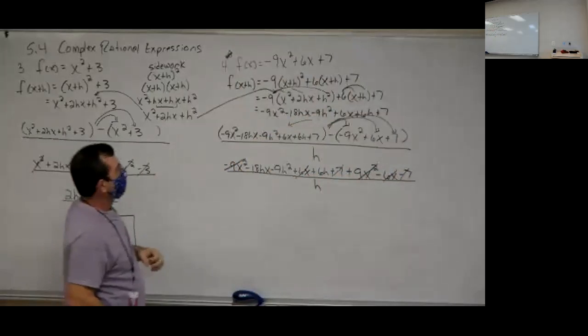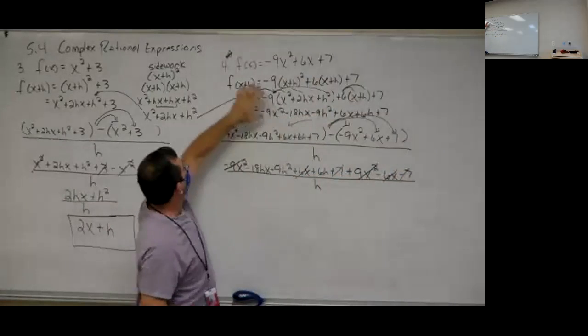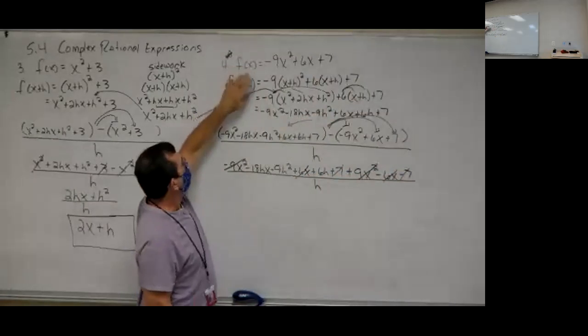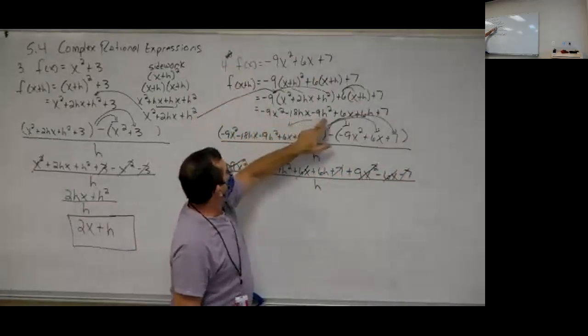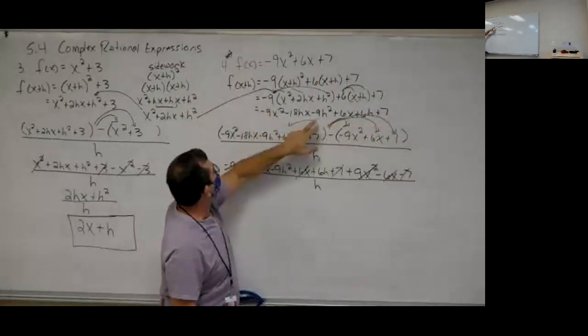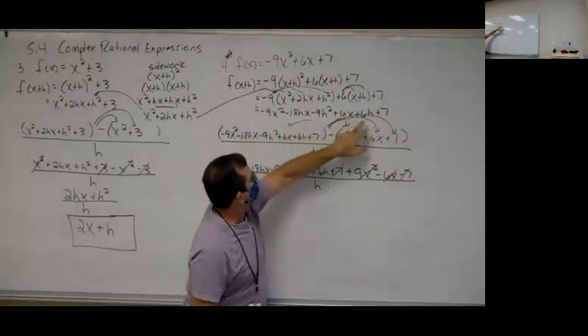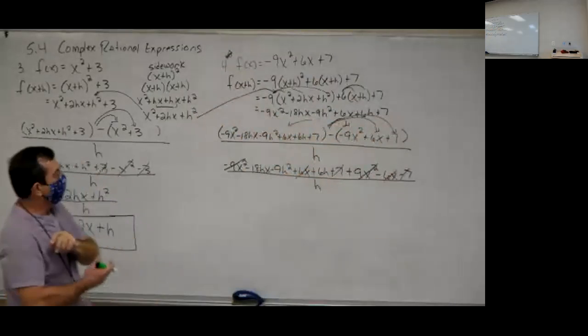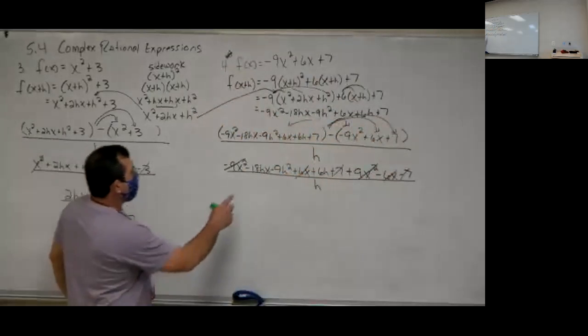Wait, the step above that? Yeah, all this right here, once I figure out this f of x plus h, if it don't have h's at this point, they're going to cancel. So remember, we got rid of the x squareds, we got rid of the 6x, and we got rid of the 7. Okay? All right, so let me see.